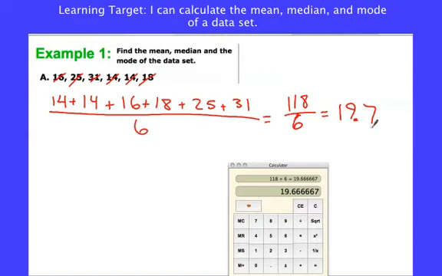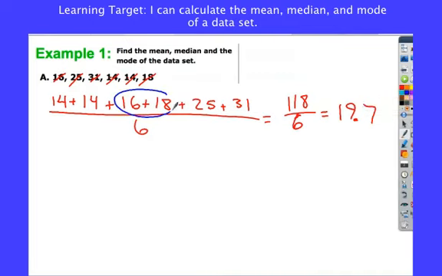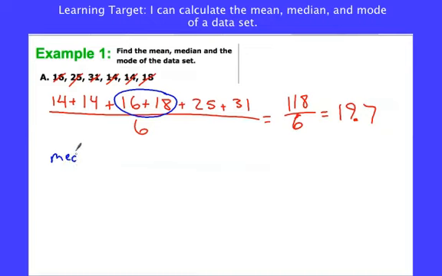Now, our median, the midway point of the data. Unfortunately, we do have two middle numbers. So we have these two numbers right here. The median is going to be the average of those two numbers. We're going to do 16 plus 18 divided by 2. 34 divided by 2, I have a median of 17. You do need to show this work.